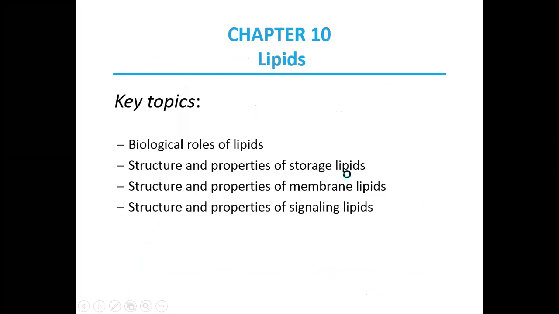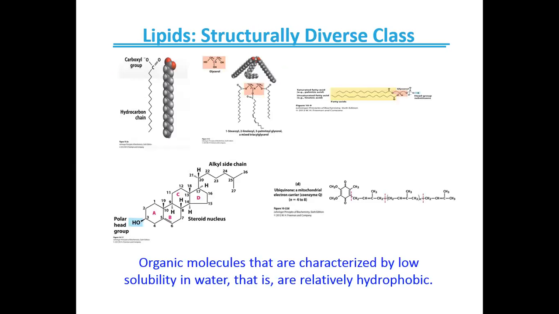In this chapter, we will study the biological role of the lipids. We will study the structure of storage lipids, the structure of the membranous lipids, and the structure of the signaling lipids. So on the basis of their function, we are dividing the lipids into three parts: storage lipids, membranous or structural lipids, and the signaling lipids.